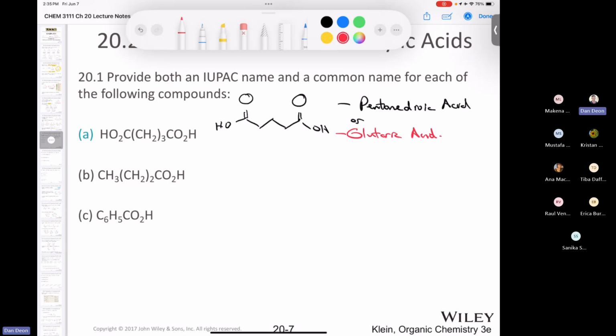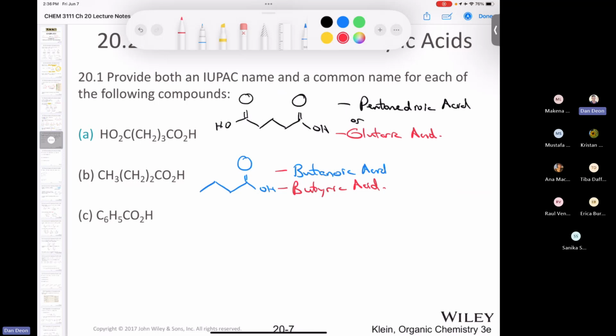The next one has a total of how many carbons in it? Let's see here. It's got a total of 2, 3, 4 carbons. So if I have 4 carbons, that's going to look something like this. 1, 2, 3, 4. I could call it butanoic acid, right? You take butane, you knock off the E, and you call it butanoic acid. But the common name for this compound is butyric acid. So with a Y, butyric acid.